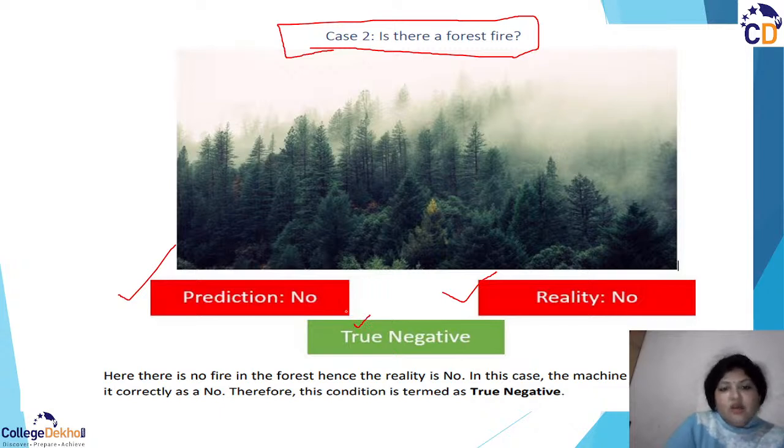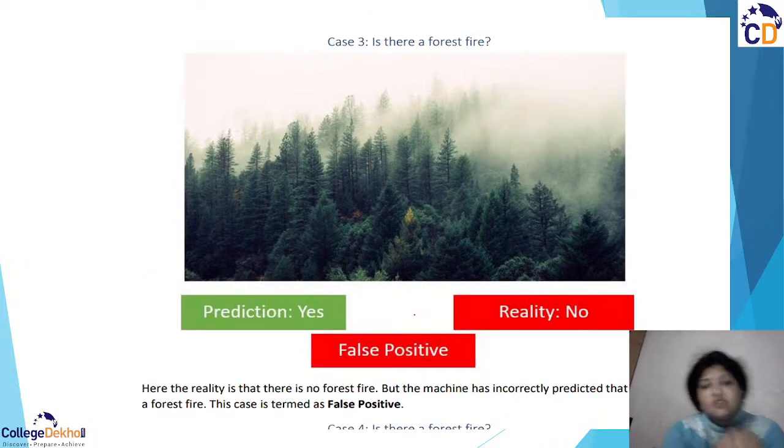Okay? Now, how are you getting negative? Whatever the value of the prediction. So, here your prediction value is no, that means negative. Yes, both the things are matching. Reality matches with the prediction part. That means both the things are matching.